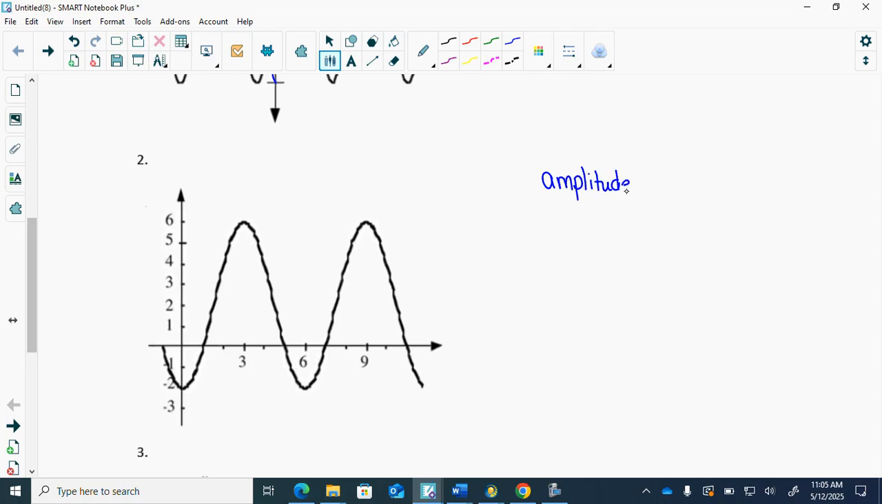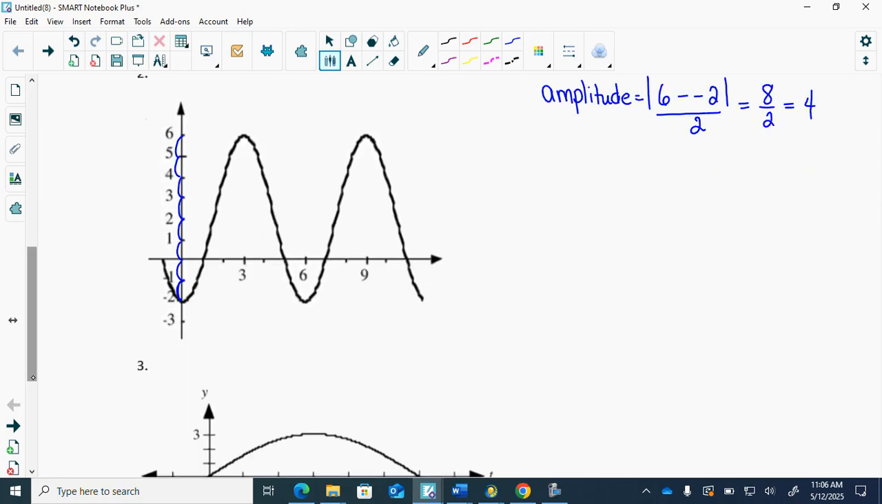Amplitude equals the absolute value of the maximum. What's the maximum? 6, minus the minimum, -2, divided by 2, which is 8 over 2, which is 4. That should be half the vertical distance. So let's count from low to high: 1, 2, 3, 4, 5, 6, 7, 8 to get me from my min to my max, which makes the amplitude 4. Make sense? Okay, go. Do all the rest up to notes.